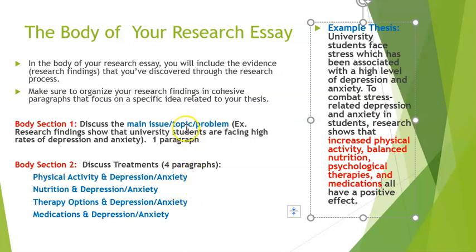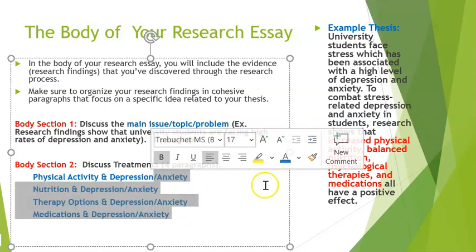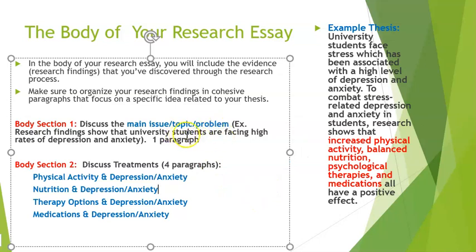And in this case, I have problem and solution as the main organization for the rest of the body. So I'm discussing the problem first, and then I'm going to discuss 4 possible solutions to this main issue that I'm discussing. So yeah, that's basically it. So you don't necessarily have to have 3 body sections in your essay. You can have 2. It's just, again, up to you how you want to separate and divide and cohesively organize the main ideas of your research.